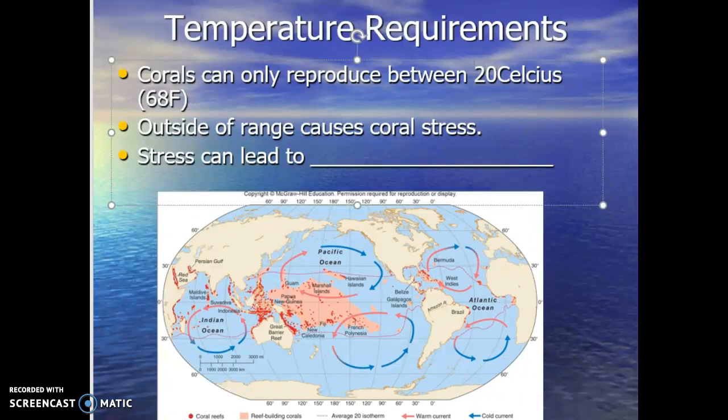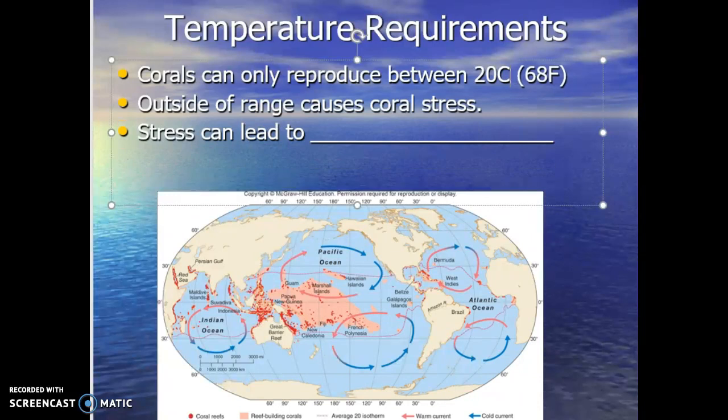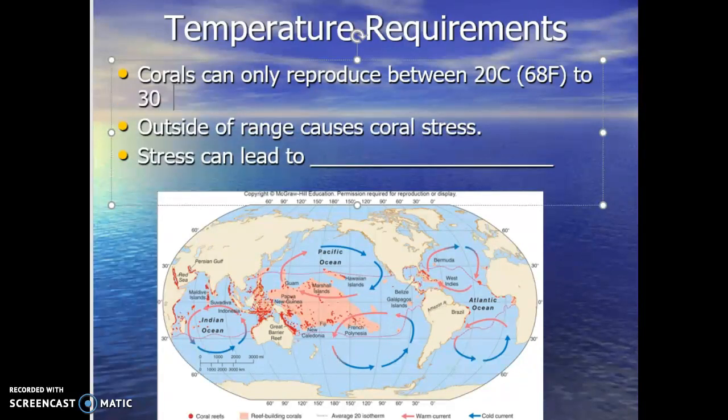Okay, so 20 degrees Celsius or 68 Fahrenheit to roughly 30 to 35 Celsius, which would fall between about 86 and 95 on the Fahrenheit scale. Okay, so that's their temperature range.